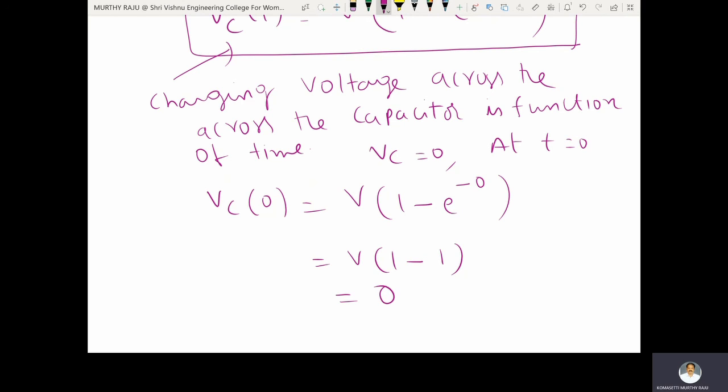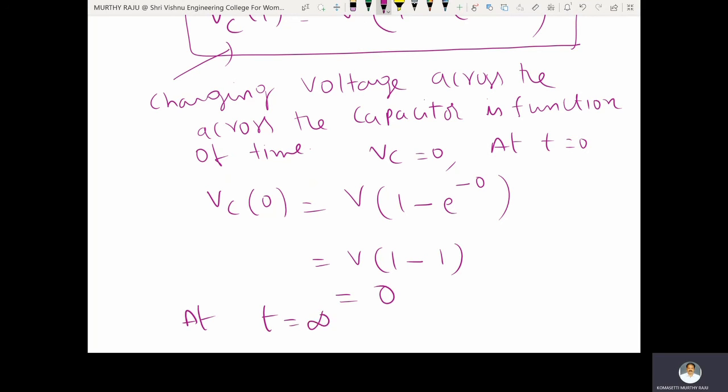At t is equal to 0, the switch is suddenly closed. The capacitor opposes sudden changes in voltage. Therefore, the voltage across the capacitor is 0.